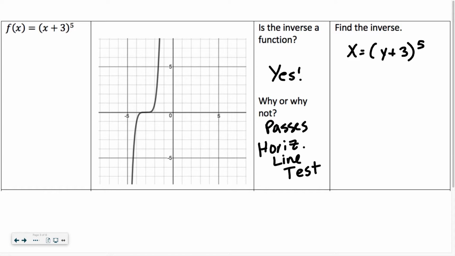What are you going to do to get y all by itself? You're going to switch x and y. So where this says y equals (x plus 3) to the fifth, you're going to change this to be x equals (y plus 3) to the fifth. Where did that replace?